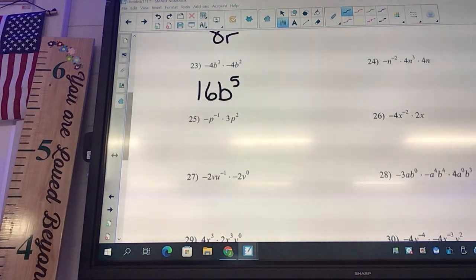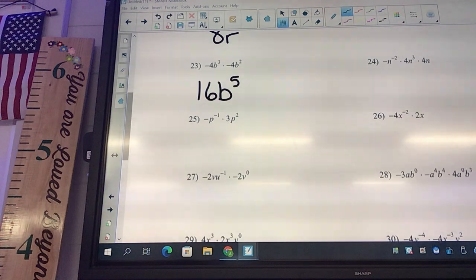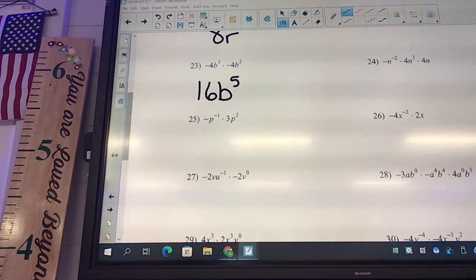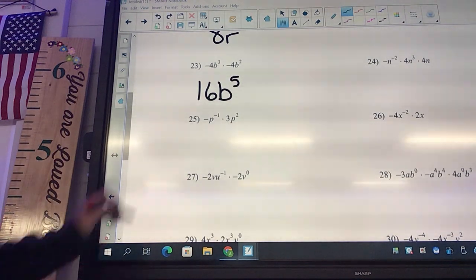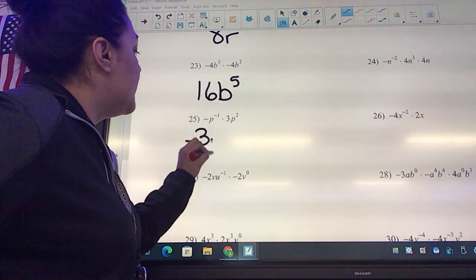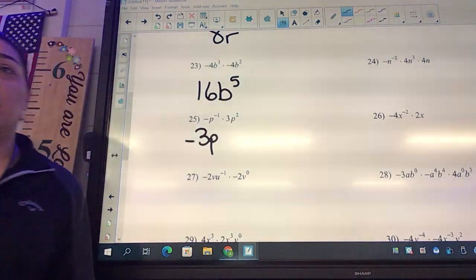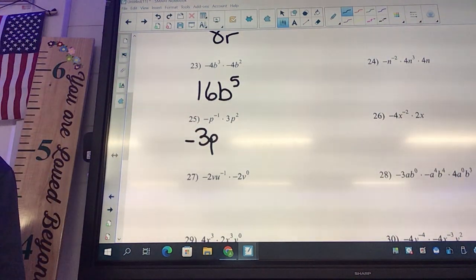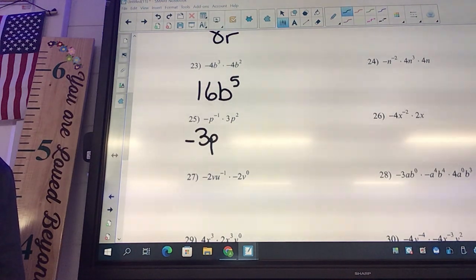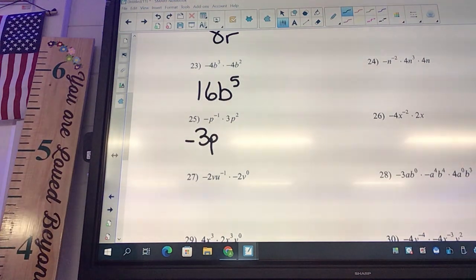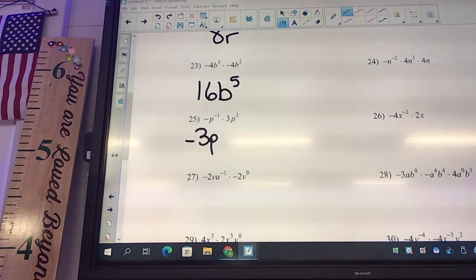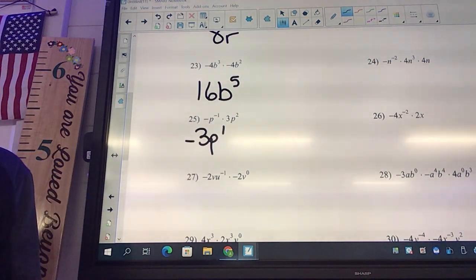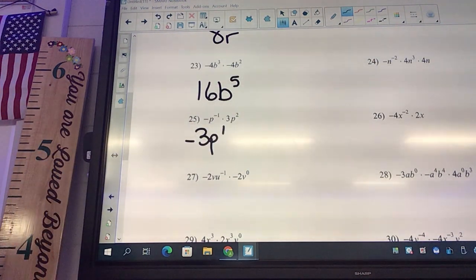Okay, 25. Multiply your bases. What are they? -1 and 3, so you're going to get -3. Add up your littles. 1. Why 1? -1 plus 2 is 1. Do we need to convert? No, we don't have any negative exponents. There's no conversion needed.